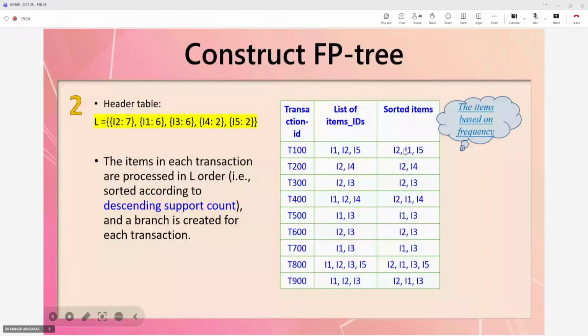So now you can see instead of I1, I2 came first because it has the highest support count. So the items based on their frequency are arranged here in the sorted items table. You get the point? This is what we are going to use to construct or generate the tree.